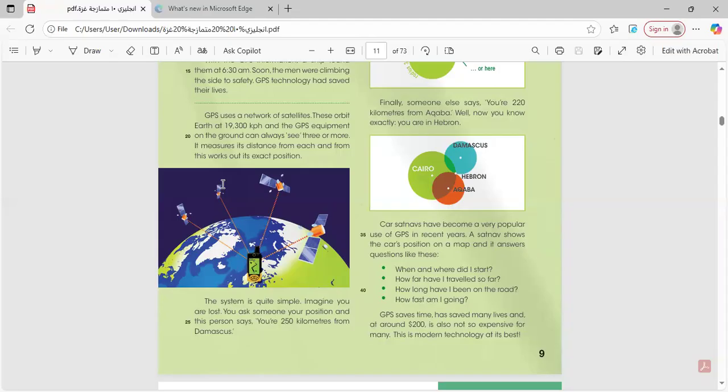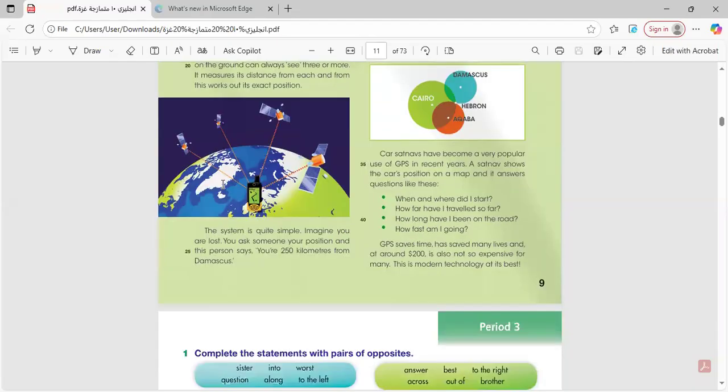So all these answers you can get from what, guys? From the technology of sat nav, which is found now in the new cars. Okay, so you know everything about your journey using this technology. So it's so helpful. You agree with me on this?